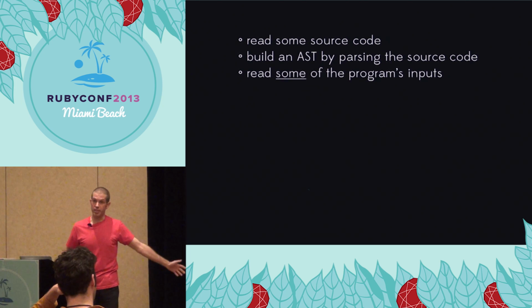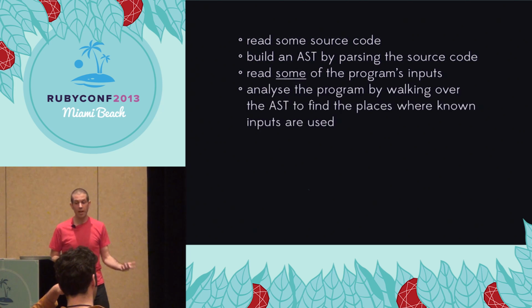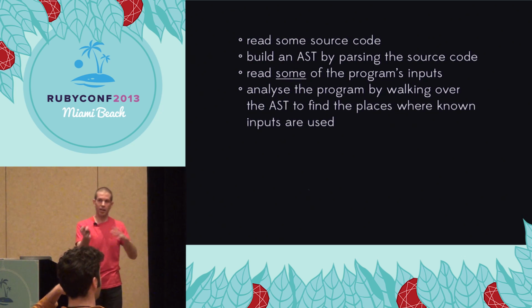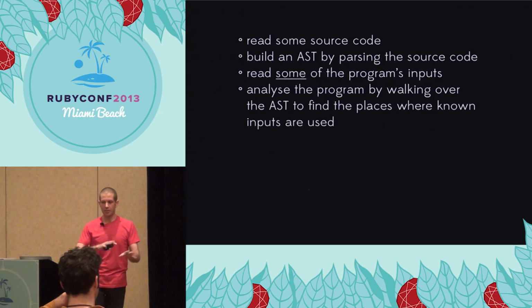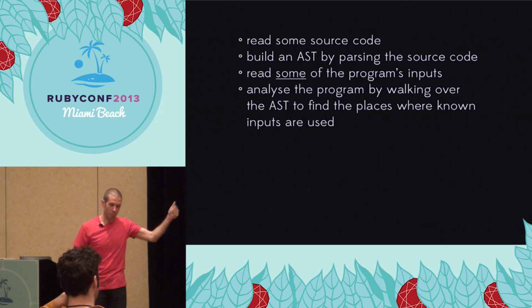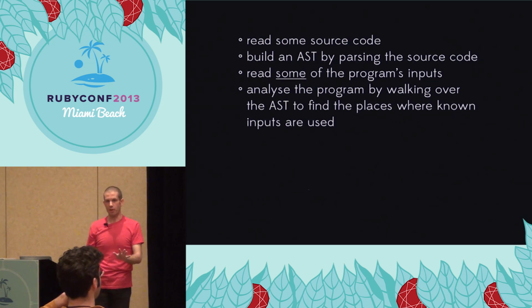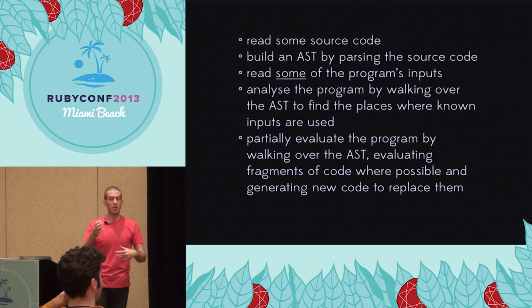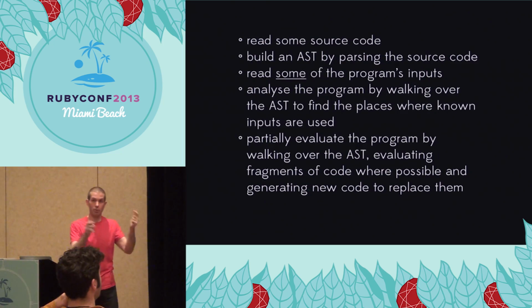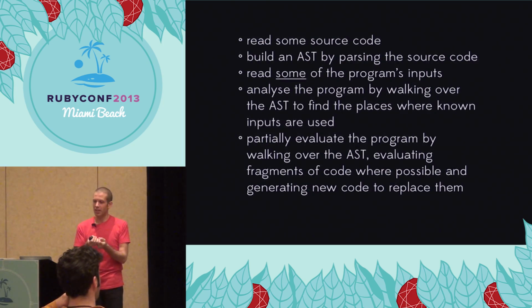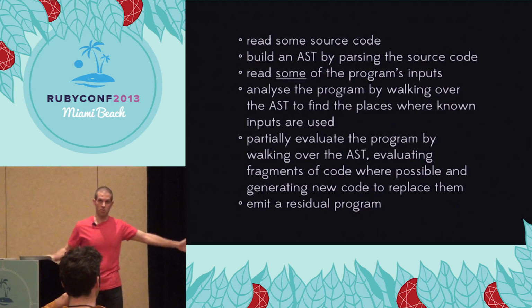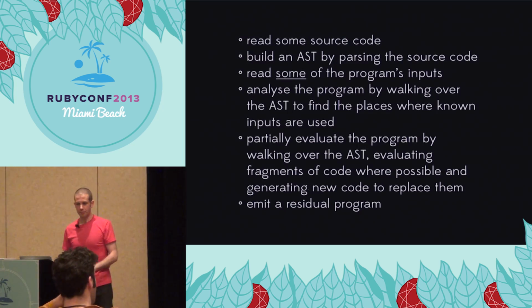But then you read some of the inputs to that program. And once you've read some of the inputs, you analyze the program, you walk over the abstract syntax tree, usually doing a static analysis to find all of the places where the inputs that have been provided are used in the program. And once you've found those places, you can partially evaluate the program by going to all of those places, evaluating them, and putting new code in to replace them with the results of the evaluation. And then once you finish doing that, you've got this residual program that you can emit.